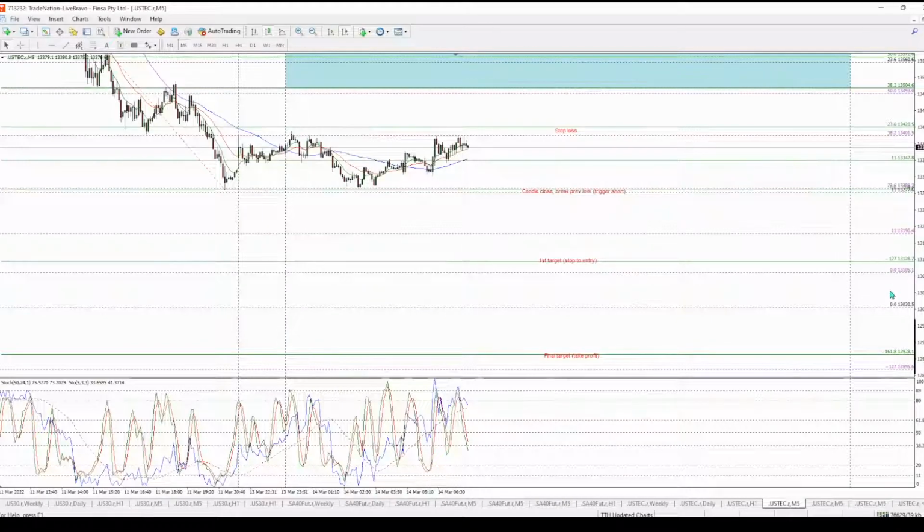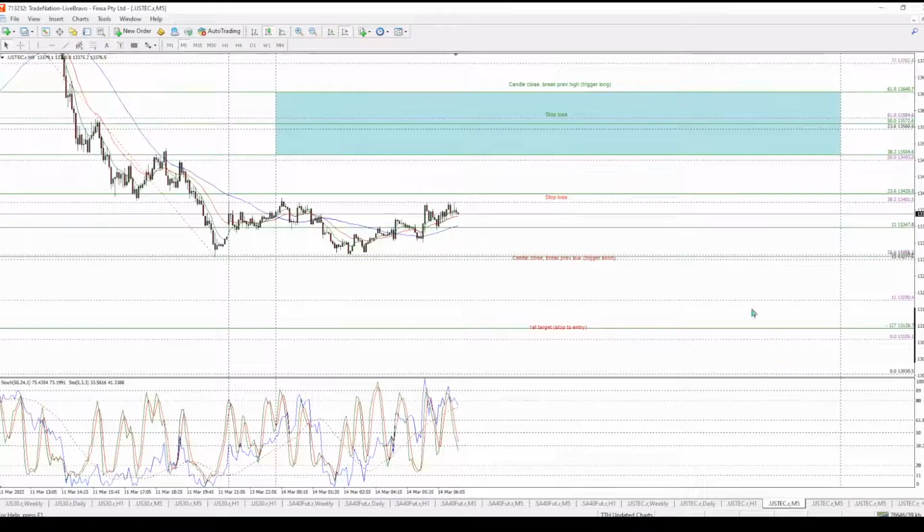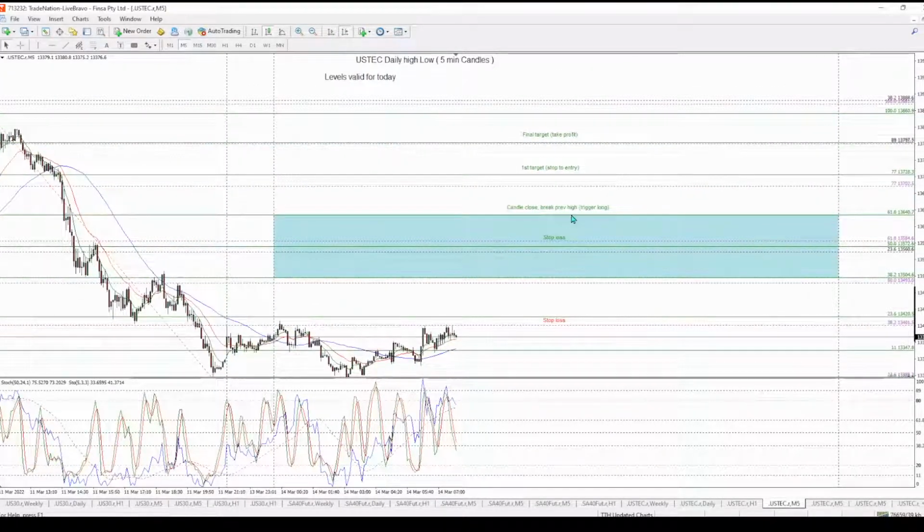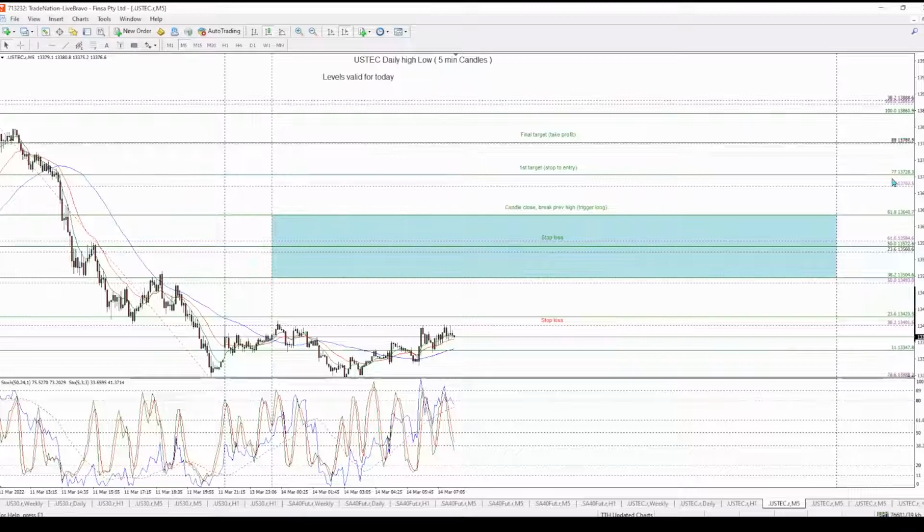We have 11 of weekly, 0 of weekly, and 0 of monthly in our way if we go for a short and aim for this minus 161 level. Another trigger for a long: candle close above 61.8, break previous candle high, we aim for the 77, and then final target 89.